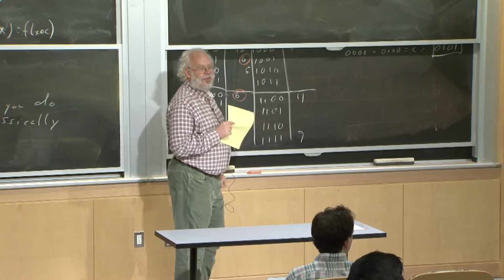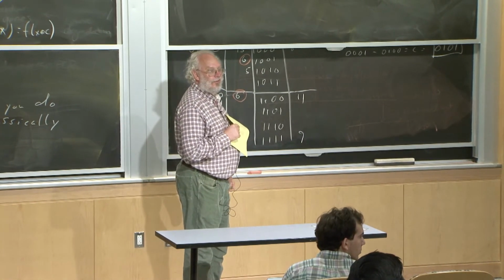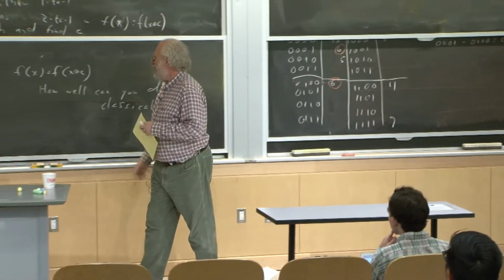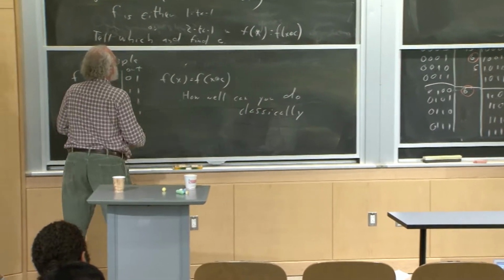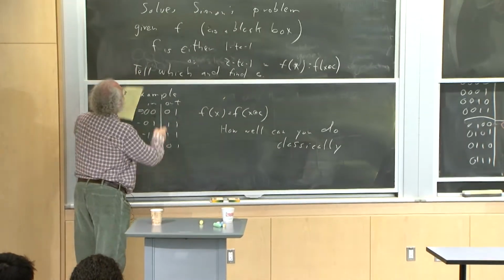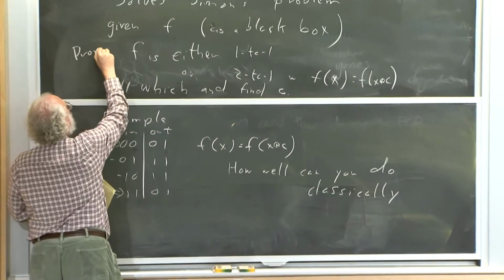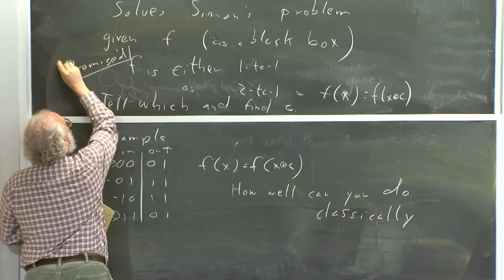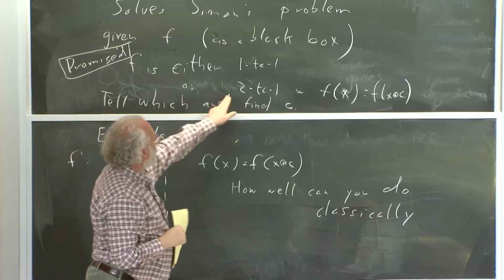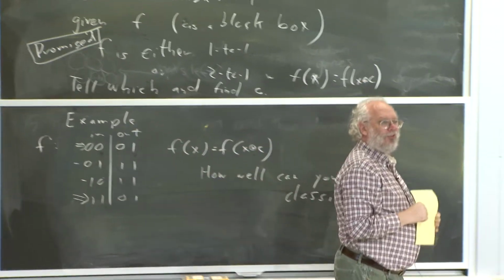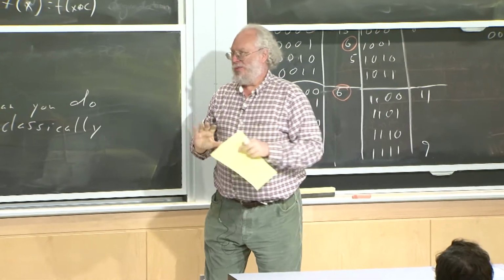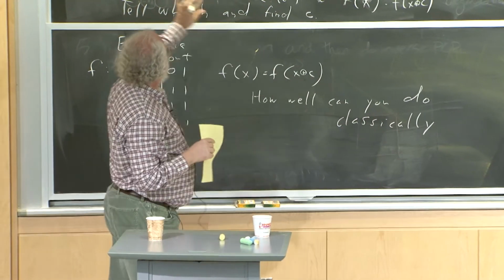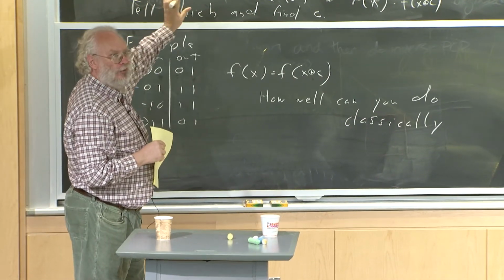Wouldn't you have to check the rest of the ones, that it's not the same value difference? Well, we're promised that f is either 1 to 1 or 2 to 1 with f of x equal f of x plus c. So we don't care if our algorithm fails miserably for any other functions. We just want it to work in these 2 cases.